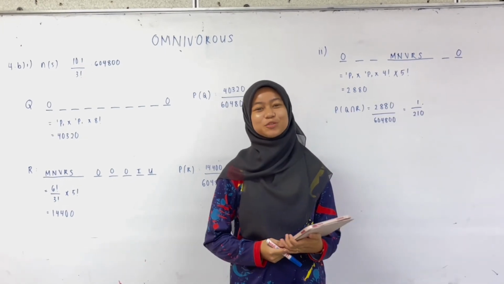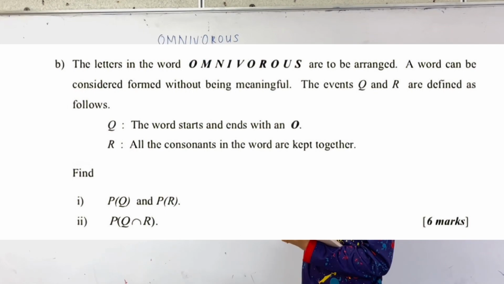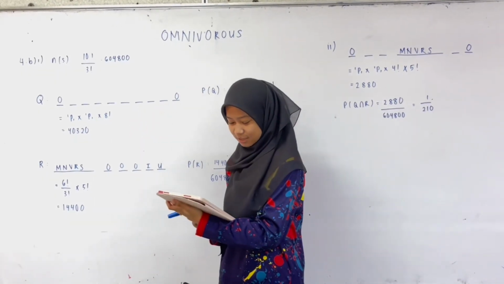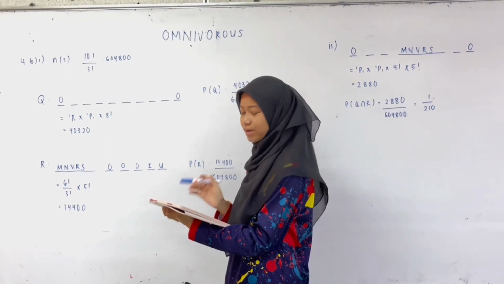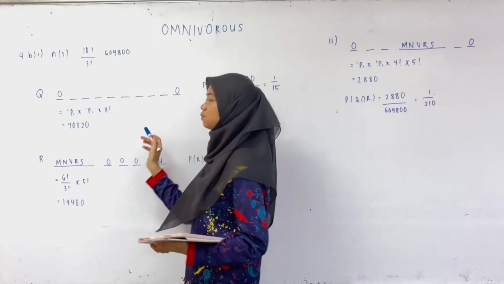So today I'll present you guys question 4B. Okay, so the word given is omnivorous. It has 10 letters. The first question states that we have to find the probability of the word that starts and ends with an O.